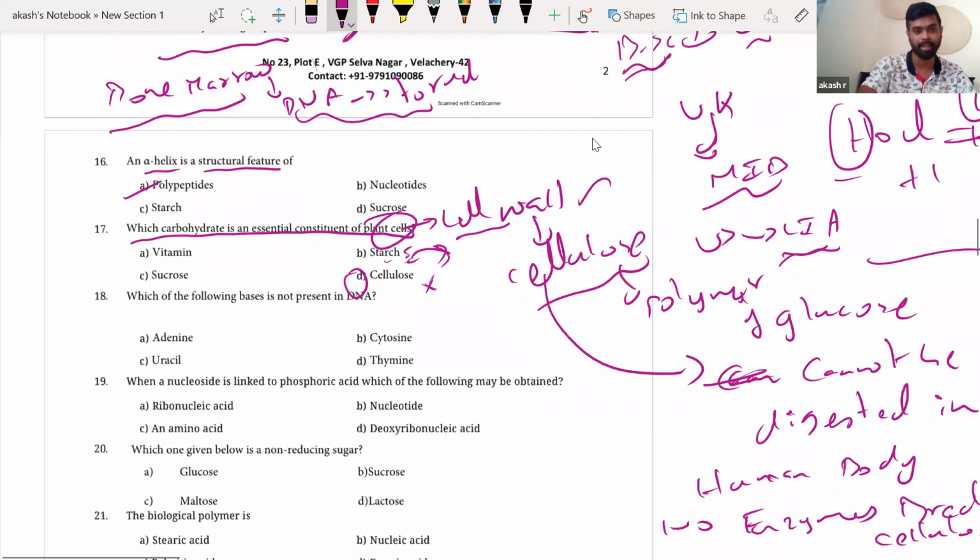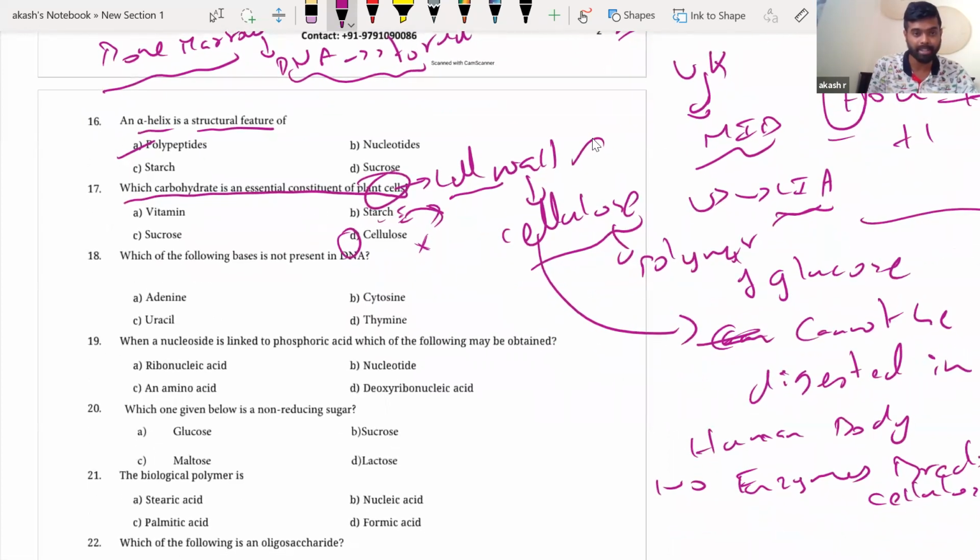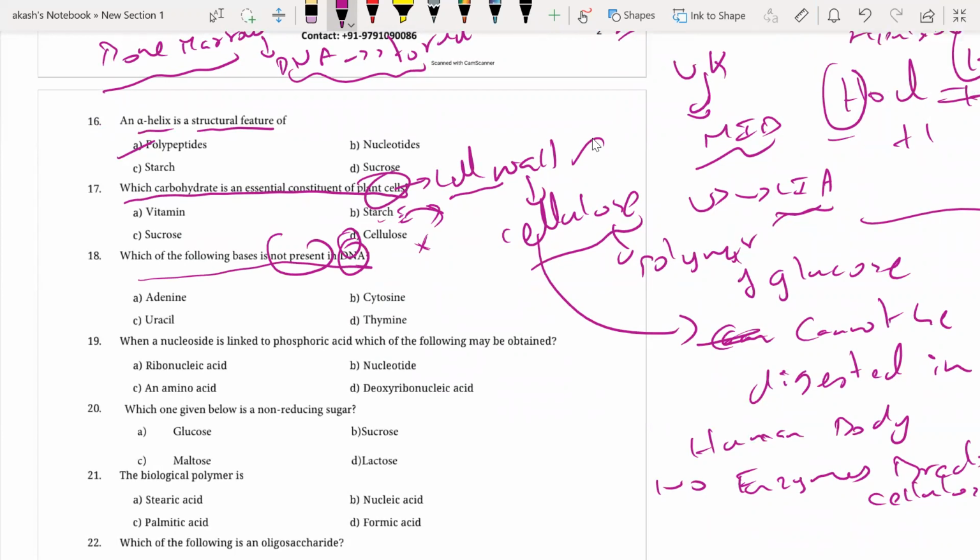Okay, fine. Next, which of the following is not present in DNA? What is the answer? Quick, people. Uracil. You know uracil is present in RNA, right? Adenine, guanine, cytosine, all are present in DNA. Uracil is present in RNA.